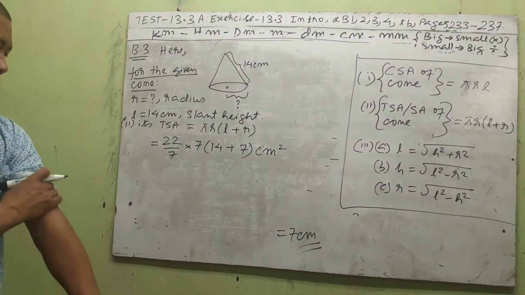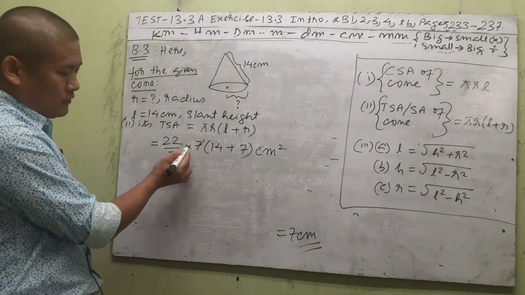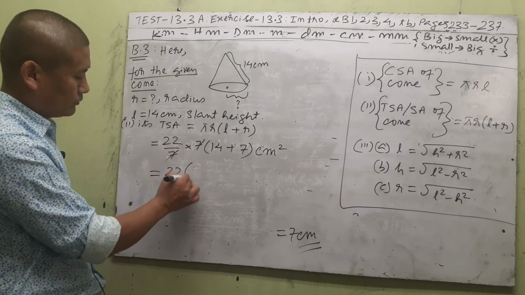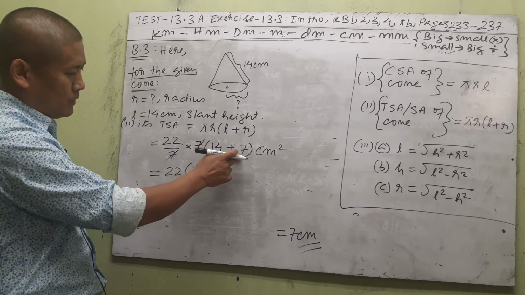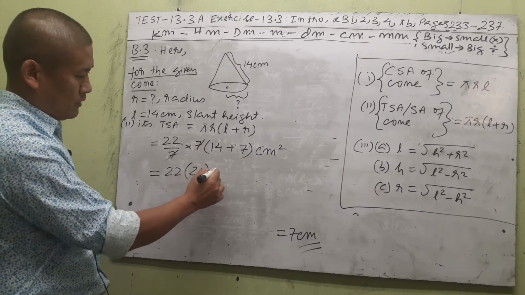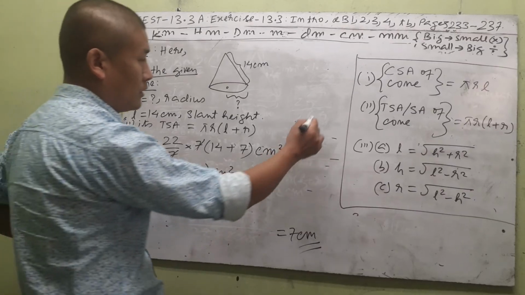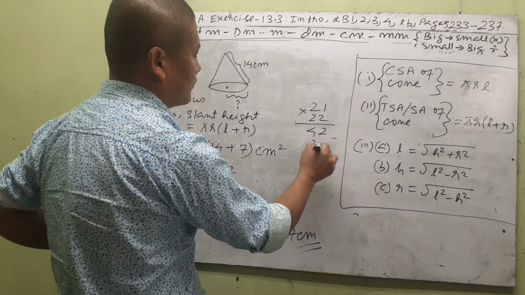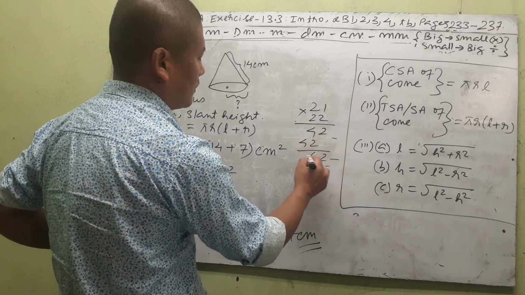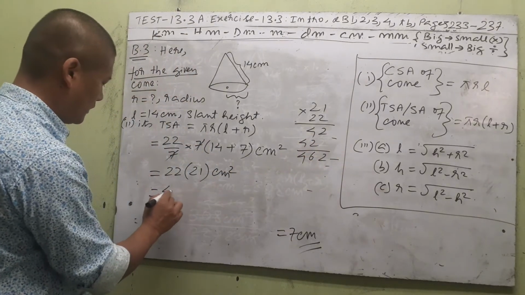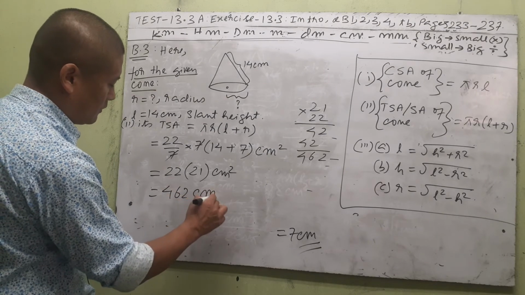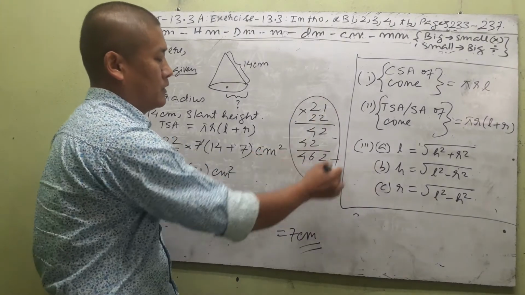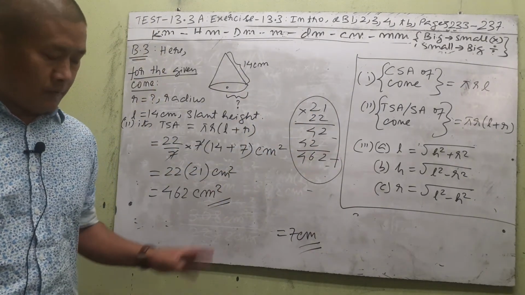So this 7 and 7 can cancel off because there is a multiplication sign here. And 22 into 14 plus 7 is 21. So that should be our answer. 21 multiplied by 22. 2 4, so 2 4. 462. So second answer is 462 centimeter square, the answer for total surface area. This is the rough work that you can write.